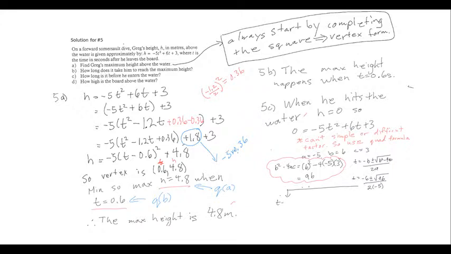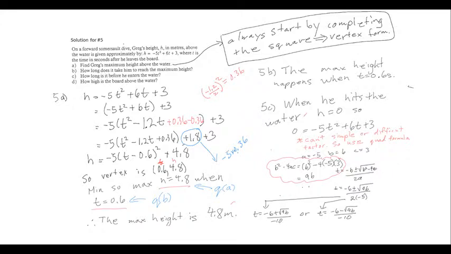One where we have negative 6 plus root 96 over, well, 2 times negative 5, which is going to be negative 10. And then our other solution, or t is equal to negative 6 minus root 96 over 10. Now, calculating the first one, negative 6 plus root 96, do that on the top, and then divide by negative 10.